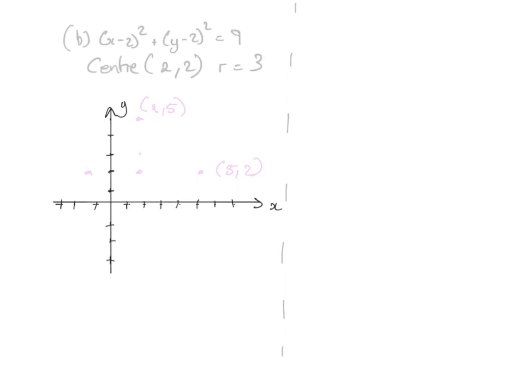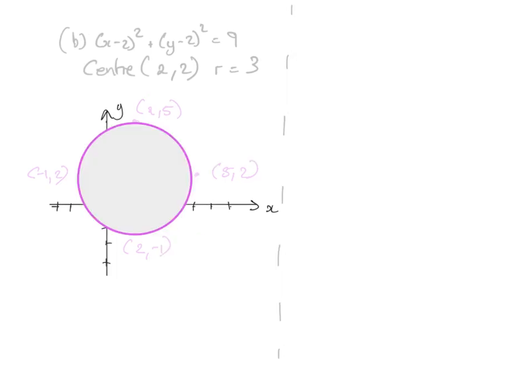Oh, my graph isn't done very well, but you get the idea. Minus 1, 2, and if I go down 3 places from here, so my x value stays the same, but my y value doesn't, so it is 2, minus 1. So that looks pretty good to me.